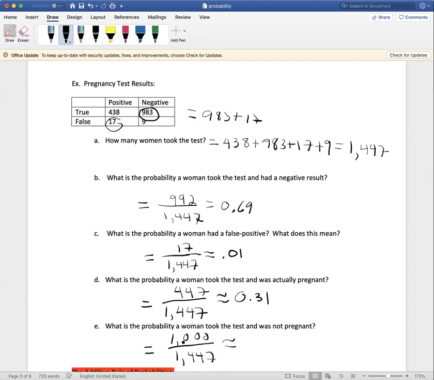If you add these up, the probability that they were pregnant plus the probability they weren't pregnant will give you 100%. That's the entire sample space. So it makes sense that if this is 447, this would be 1,000, because 1,447 minus 447 is what was left over, which is 1,000 over here. Similarly, these 2 values should sum up to 100%, or something close because of rounding. So when we do the math, we have 1,000 divided by 1,447, and that gives us 0.69.